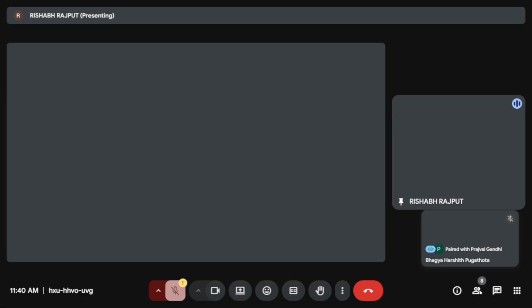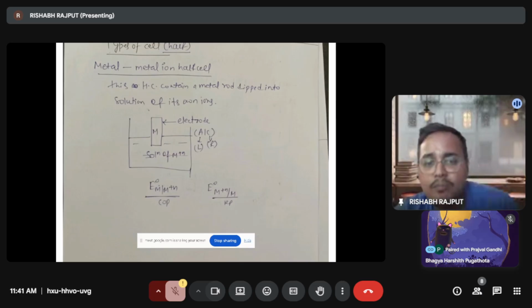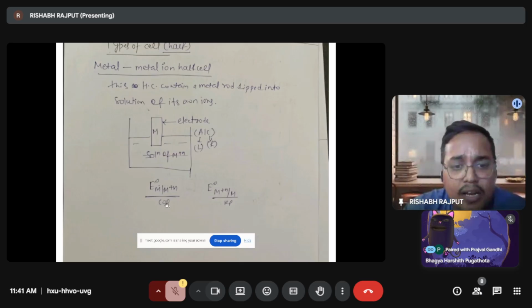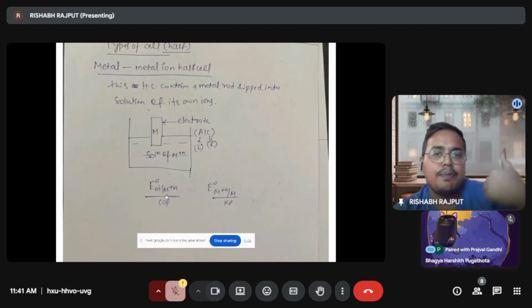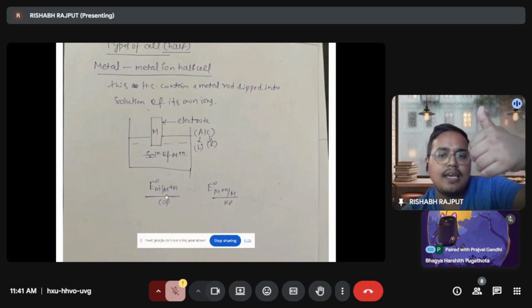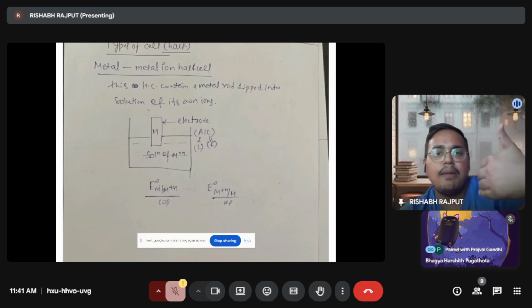And always they write it like this. They will never tell you it is a metal-ion half cell, so how can you know? They will mention E naught M/M^n+, E naught M^n+/M. That means they are using a metal-ion half cell. Why? Because M denotes the metal, and here the metal undergoes oxidation, so the oxidation potential is different, and here the reduction potential is different for the metal. That is why it is a metal-ion half cell. They will represent it like this.